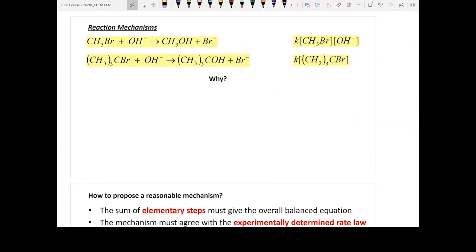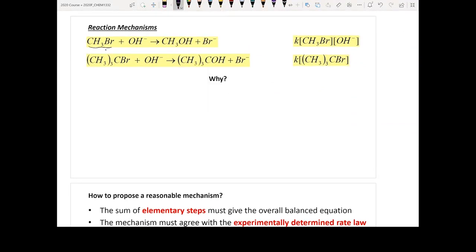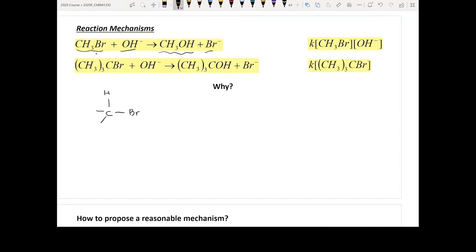On the slide, I wrote two things. The first thing is CH3Br plus OH minus, and it gives you CH3OH plus Br minus. When this molecule interacts with OH minus, people do the experiment and measure the differential rate law. They found out the reaction rate is equal to a rate constant k times the concentration of CH3Br and the OH minus to the first power.